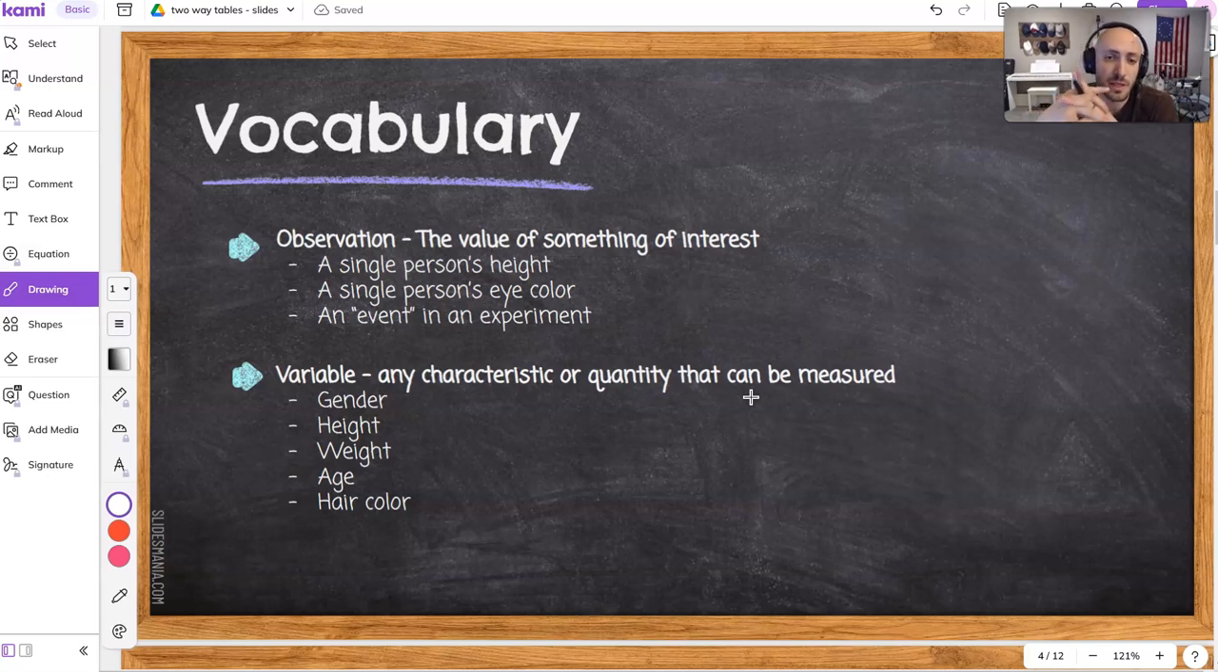And we would consider this an event in an experiment. So if we sample somebody and they have brown eyes, that would be an observation. Now a variable is the characteristic or quantity that we are measuring. So something like gender, height, weight, age, or hair color. Those are all variables, things that can change from subject to subject. So yeah, important vocabulary terms here. Make sure that you get these.